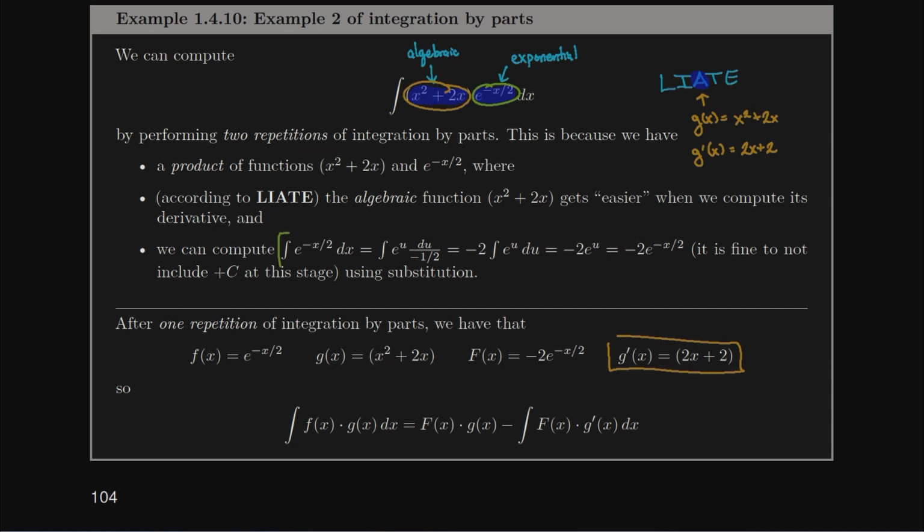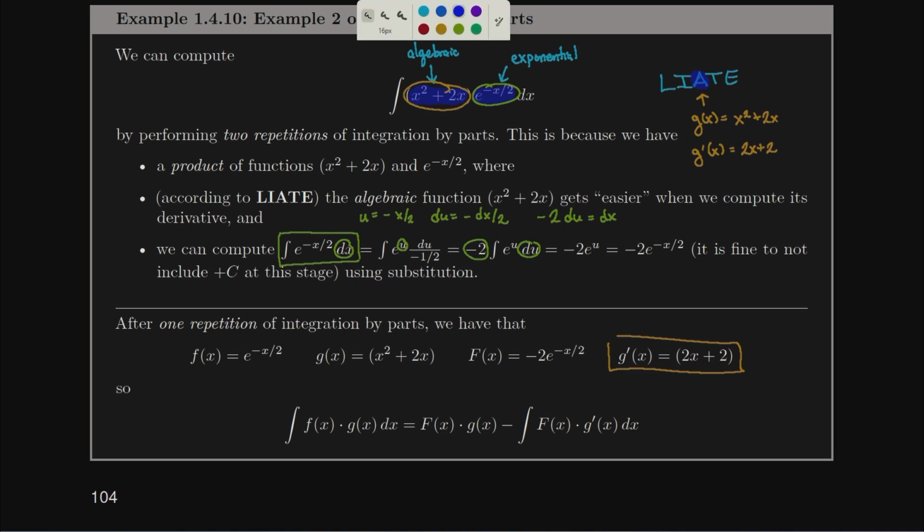So how do I actually take an antiderivative of e to the negative x over 2? Well, we can do this with a quick substitution. So we'll call negative x over 2 the variable u, which means that du will be negative dx over 2, or rather that negative 2 du is equal to dx. So I can replace the dx with negative 2 du, and we just have the antiderivative of e to the u, which we know is e to the u. And as before, it's totally fine to not include plus c at this stage.